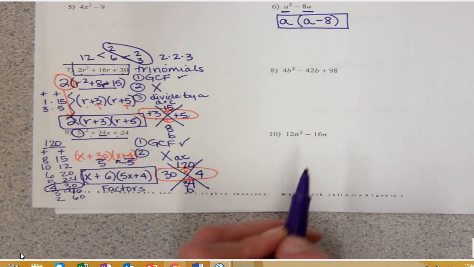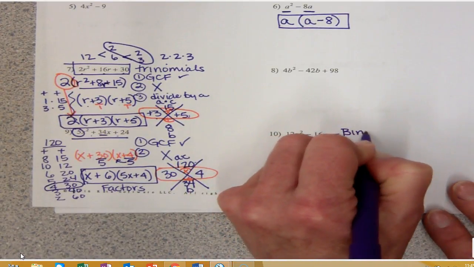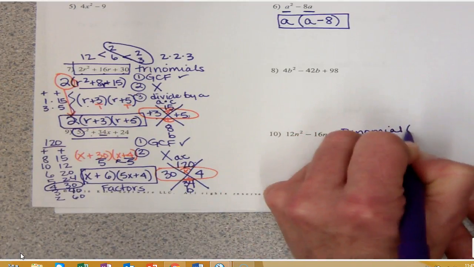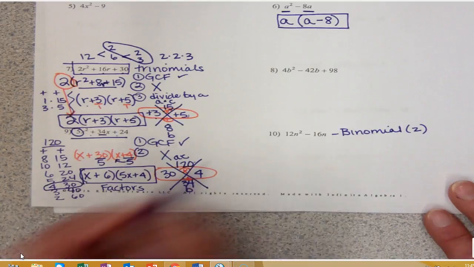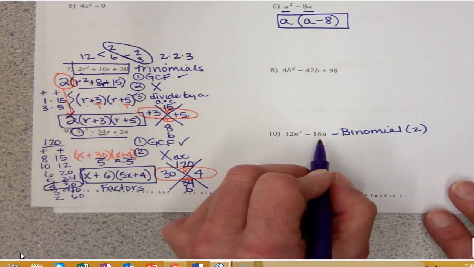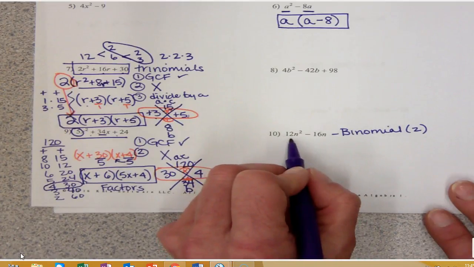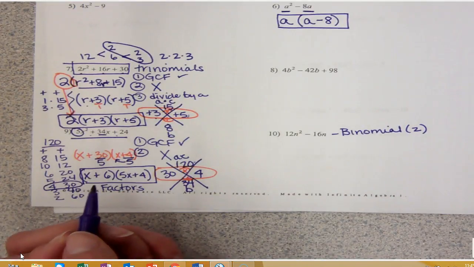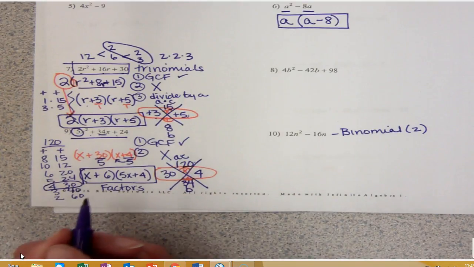What about this one? You would have to look and see that this is a binomial. Two terms. How do we know? What do we know about binomials? We've only used the difference of squares with binomials. The square root of 16 is 4, but there is no square root of n. The square root of 12, I don't know that. So what am I going to do? This is not a difference of two squares. So I can't use that tool.